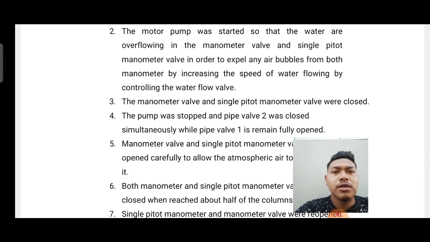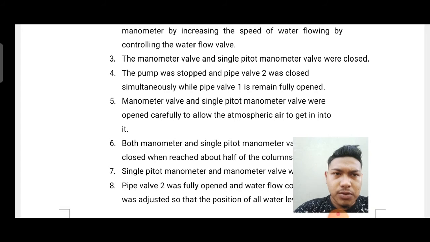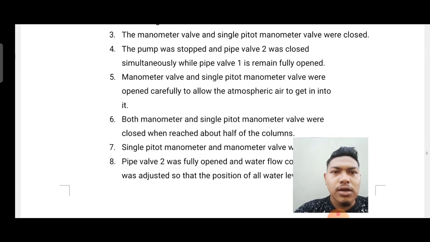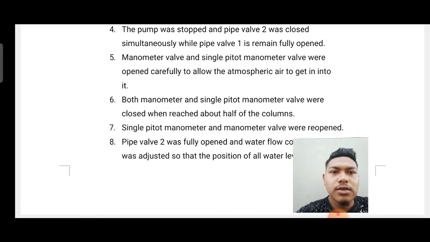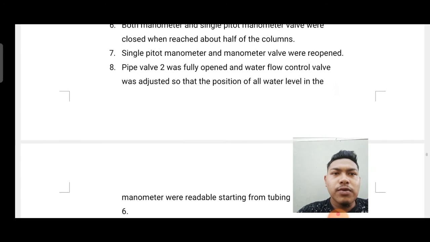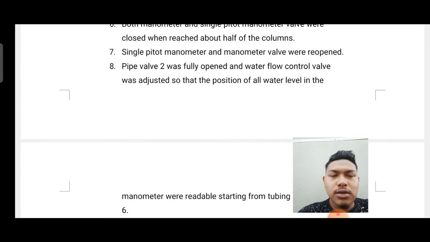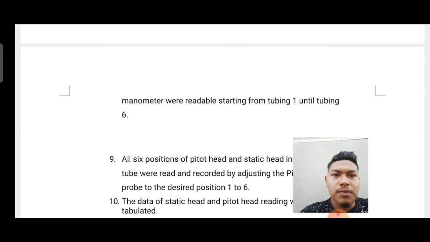For the third procedure, the manometer valve and single pitot manometer valve were closed. Next, the pump was stopped and pipe valve 2 was closed simultaneously while pipe valve 1 remained fully open. Next, the manometer valve and single pitot manometer valve were opened carefully to allow atmospheric air to get into it. Next, both valves were closed when the level reached about half of the column. Then the single pitot manometer and manometer valves were reopened. Next, pipe valve 2 was fully opened and the water flow control valve was adjusted so that the positions of all water levels in the manometer were reliable, starting from tube B1 until tube B6.